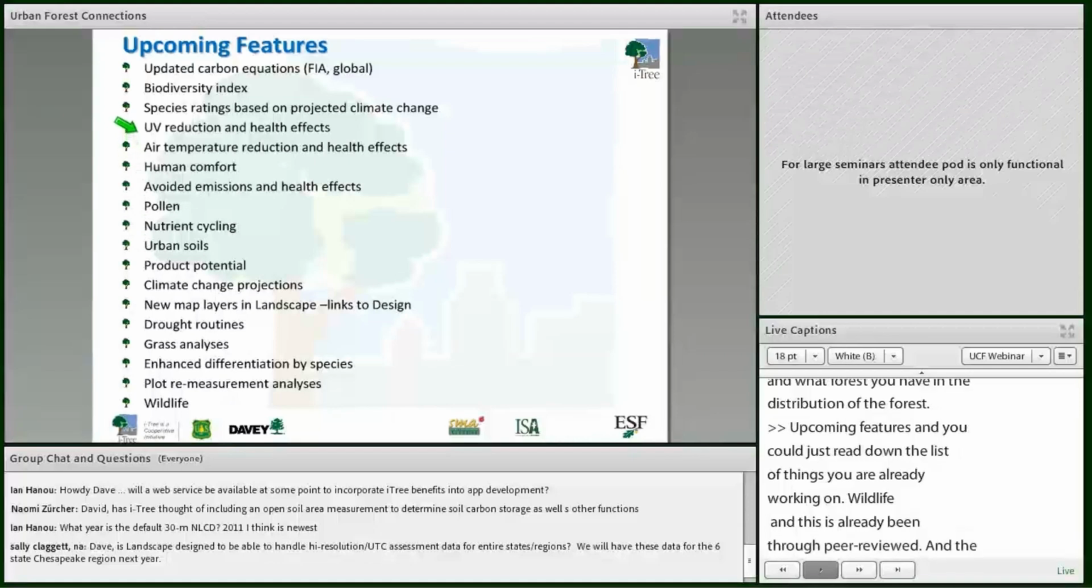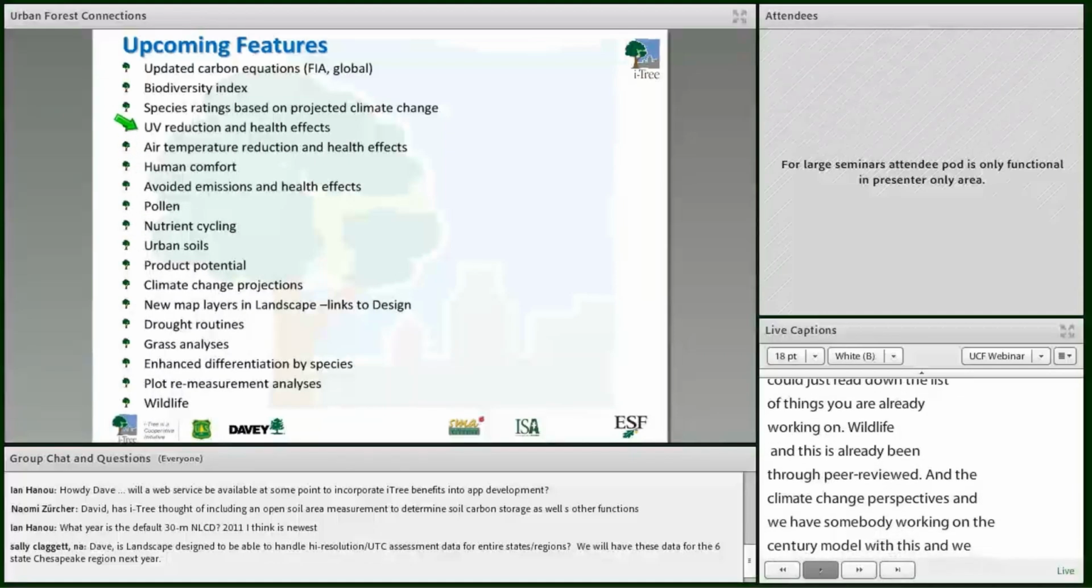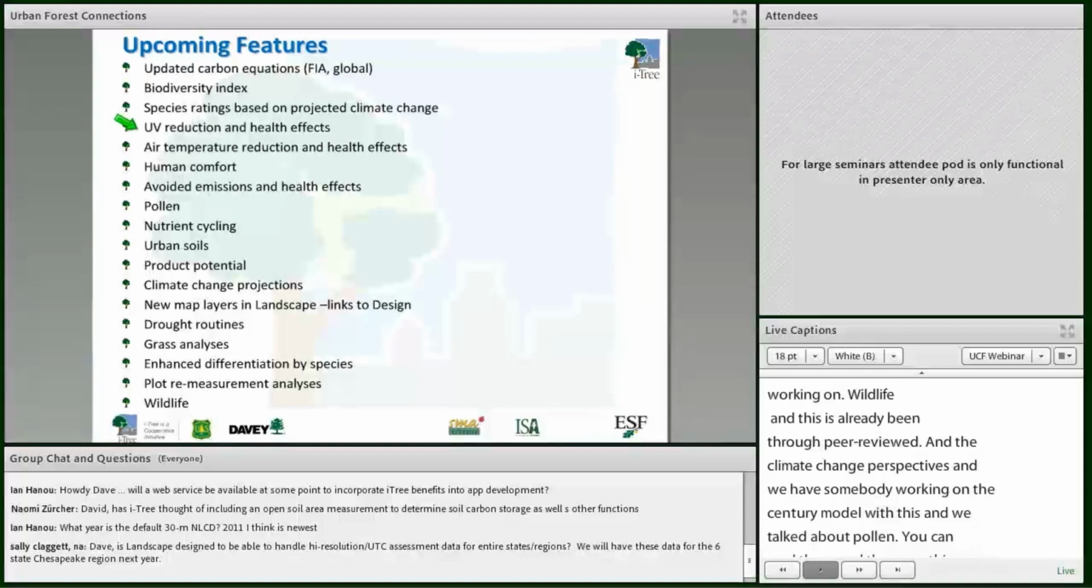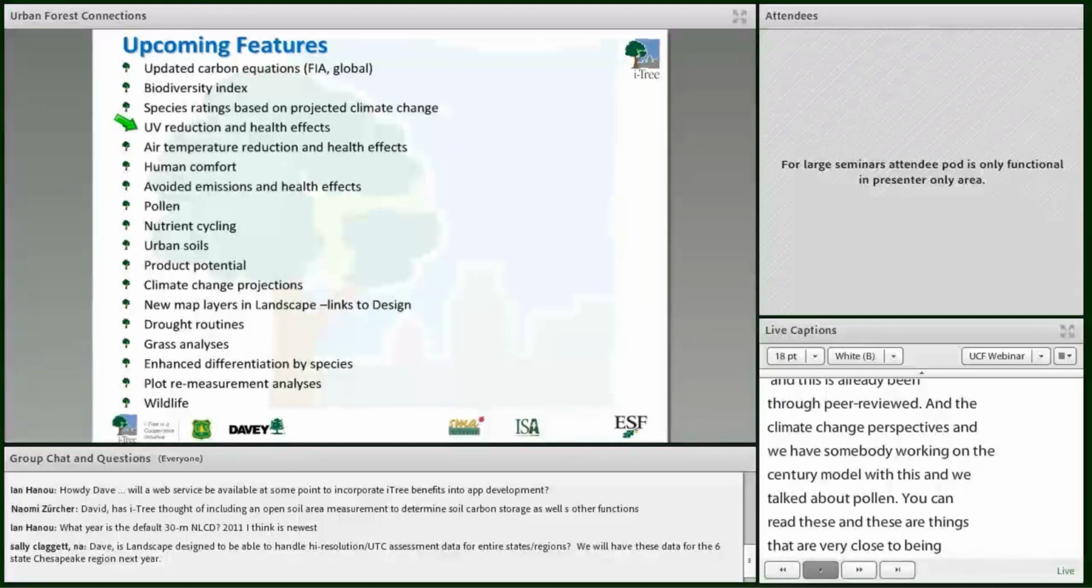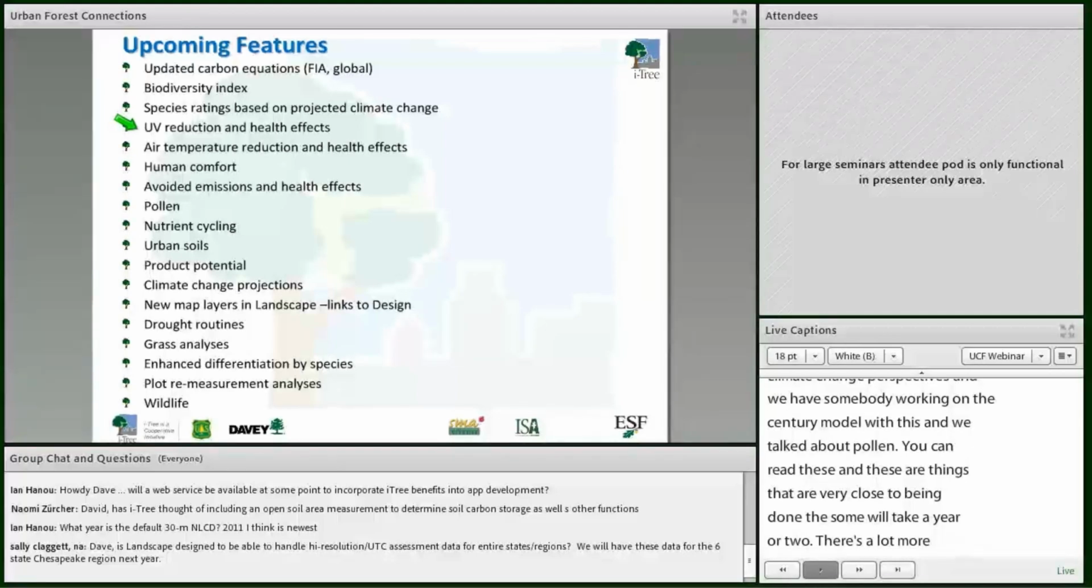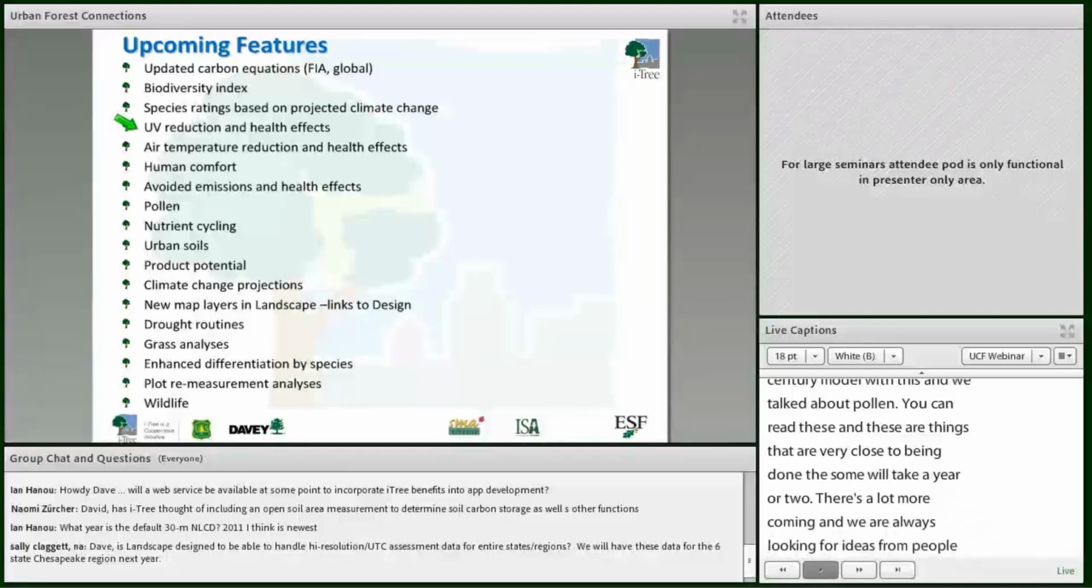You can just read these. These are all things that we're working on that some are very close to being done, some will take a year or two. There's a lot more coming, and we're still always looking for ideas from people or partners with the idea of doing resiliency and biodiversity. If people have ways to tie structure to functions, if you're an expert in that area, we'd be glad to talk to you.